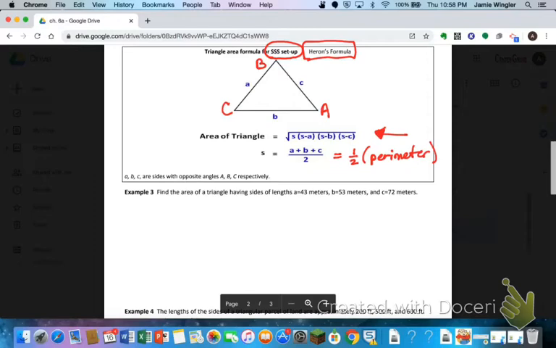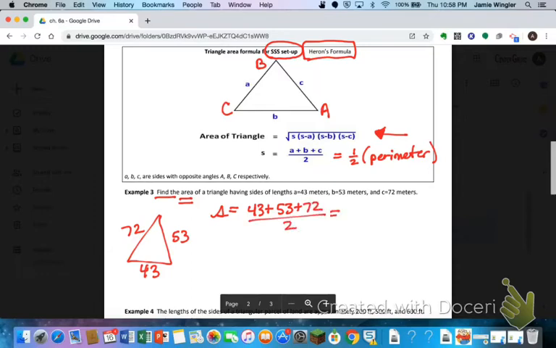So the only time you're going to use Heron's formula is if the directions actually say find the area of the triangle. So your triangle has lengths of 43, 53, and 72. You don't have to draw a picture. First thing you're going to do when you're finding the area using this formula is find S. So you're going to take A plus B plus C and you're going to cut it in half. Because S is half the perimeter, that's 84.